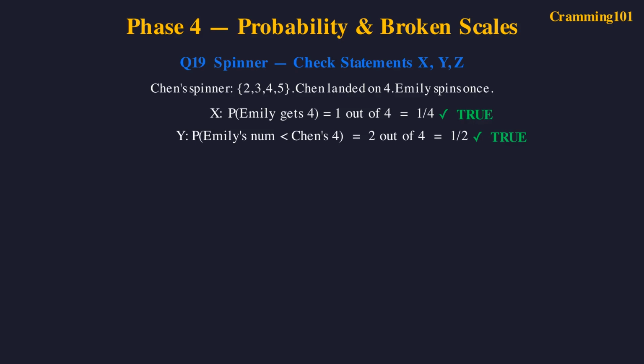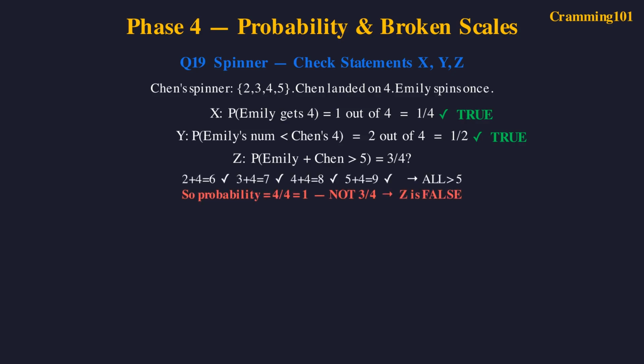Statement Z. The probability that Emily and Chen's scores add to more than 5 is 3/4. Chen already has 4. Now check Emily's possible spins. If Emily gets 2, 4 plus 2 equals 6. If Emily gets 3, 4 plus 3 equals 7. If Emily gets 4, 4 plus 4 equals 8. If Emily gets 5, 4 plus 5 equals 9. All of these totals are more than 5, so the probability is actually 4 out of 4, which equals 1, not 3/4. Statement Z is false.